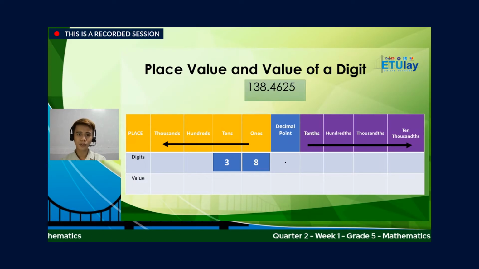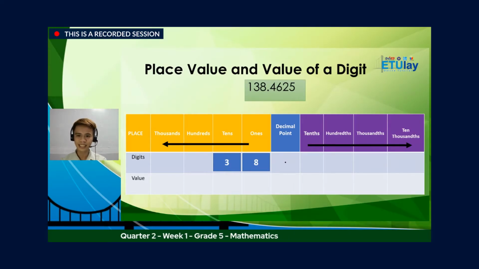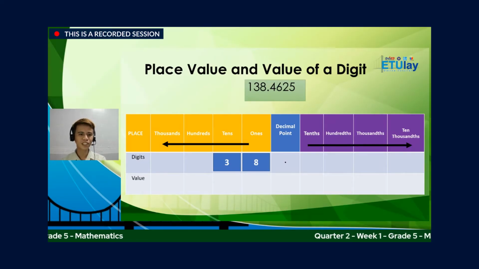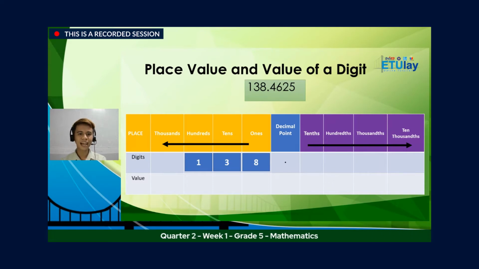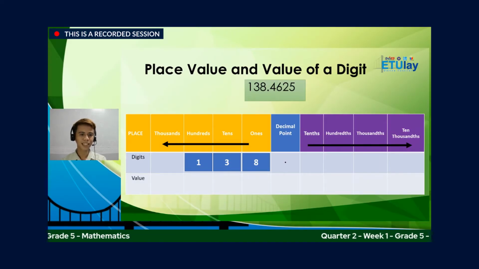And last for our whole numbers, ano naman ang digit na nasa hundreds place? And if your answer is 1, you are doing great. Yes, ang nasa hundreds place naman ay yung digit 1. So for our whole numbers, which is yung 138, ang place natin for 8 ay yung ones place, yung place naman natin para sa 3 ay tens, and yun namang sa 1 natin ay yung sa hundreds place.